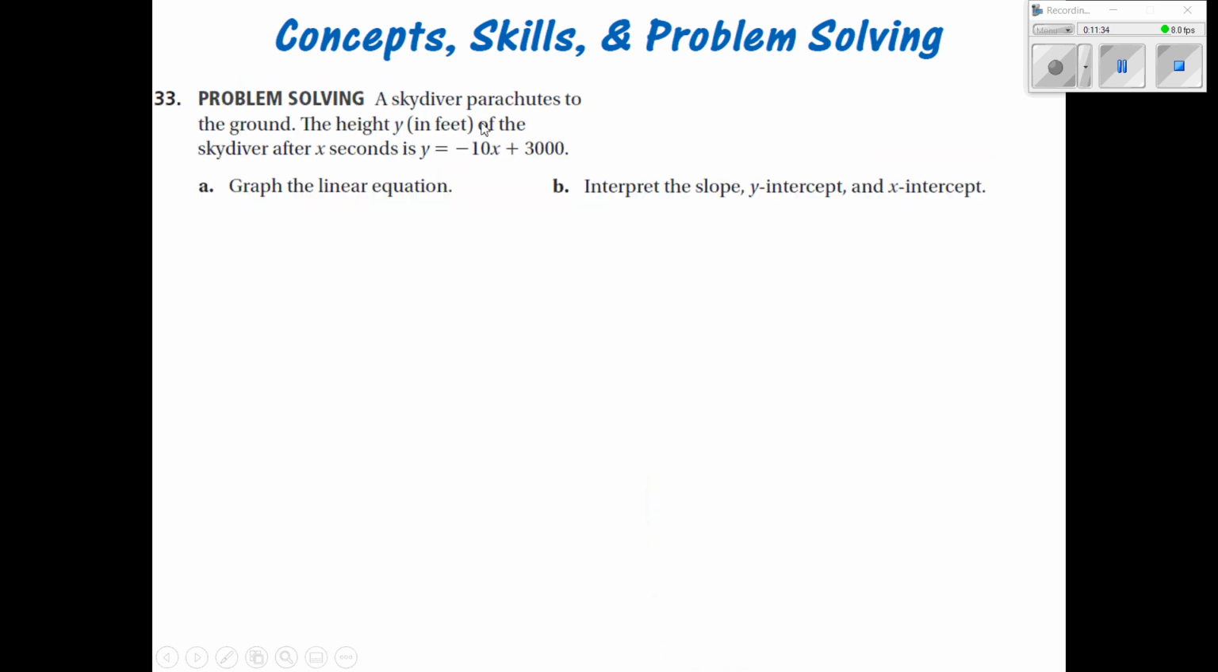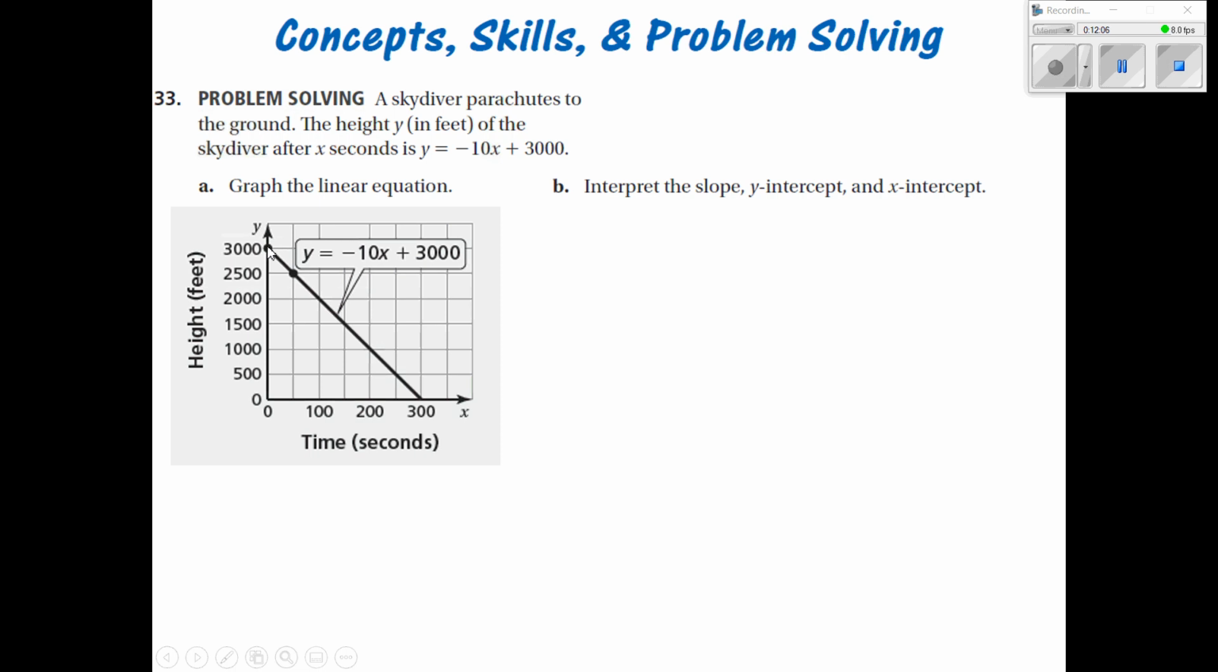Number 33, a skydiver parachutes to the ground. The height, which is y feet, of the skydiver after x seconds is y equals negative 10x plus 3,000. So graph the linear equation. I'm going to start at positive 3,000. That makes sense since I'm a skydiver. I'm going to be above the ground. And then it says here, we're talking feet here. So it looks like per every second, I'm going to go down 10 feet. My line will go down 10 and over 1.